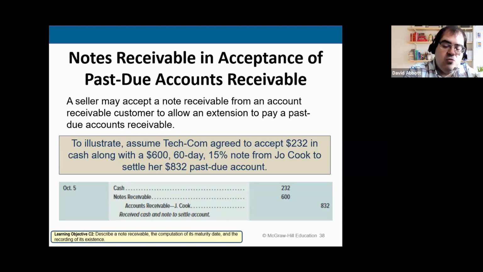And so TechCom would make the entry shown below. So we would have a debit to cash for $232 showing the cash that's received, a debit to notes receivable for $600 because we're receiving the note, and then we would go ahead and credit accounts receivable, J. Cook, for $832. And then that settles the account, shows that we received cash and a note.